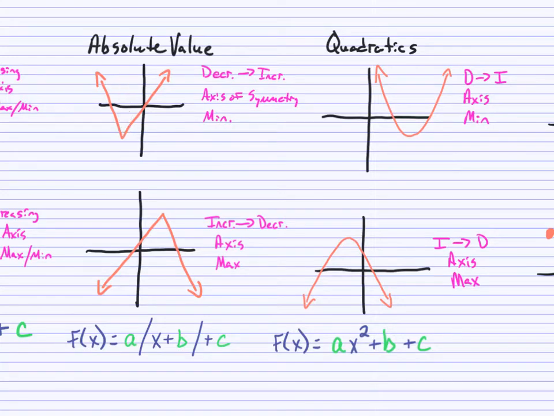This example down here, if I start off on the left and I go to the right, it is increasing because my hand is going up. So it's increasing to this point right here, and this point is called the maximum because it's the highest point. And then from the maximum, it is decreasing, going back down. So again, increasing to the maximum and then decreasing. This one does also have a vertical axis of symmetry. It does not have a horizontal axis though, so it has a vertical axis.